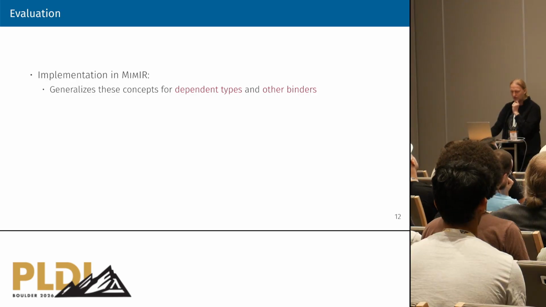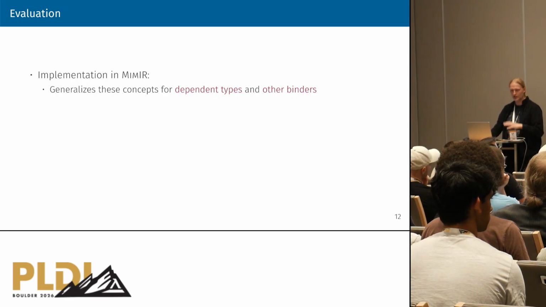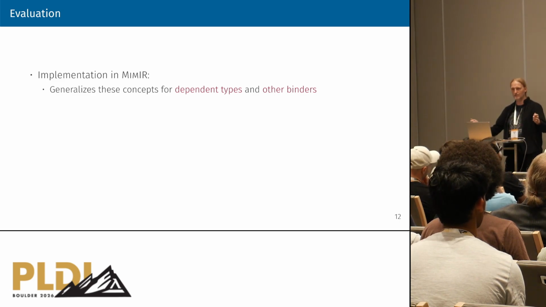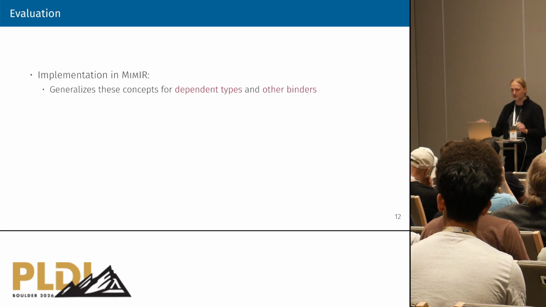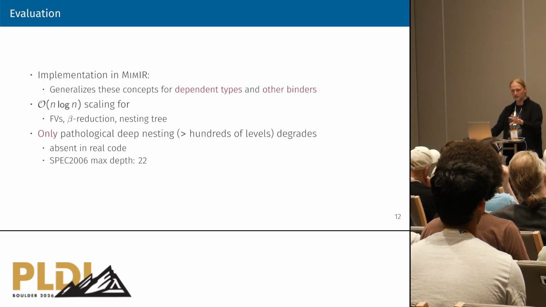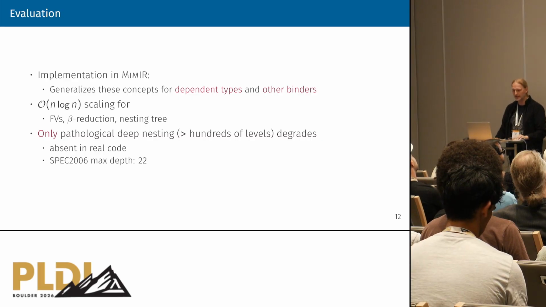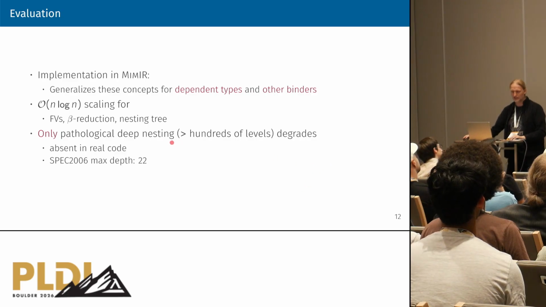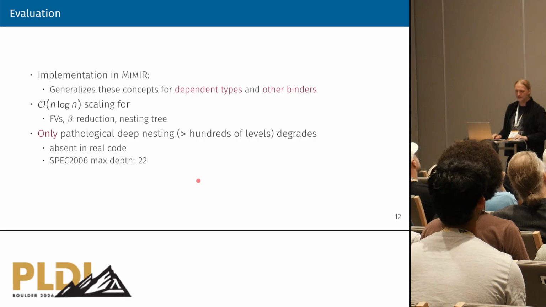We evaluated that in our research compiler Mimir, which generalizes these concepts that I talked about for dependent types and other binders. So for example, if you have a dependent tuple type, this is also just a binder like a function, and those concepts work for those things just as well. For all those things, computing free variables, beta reduction, or computing this nesting tree, we have n-log-n scaling using our data structures. Only for very pathological cases, if you have hundreds of deeply nested loops, the performance degrades. But this doesn't really happen in practice. For example, in the whole SPEC 2006 benchmark, the max loop level is 22.